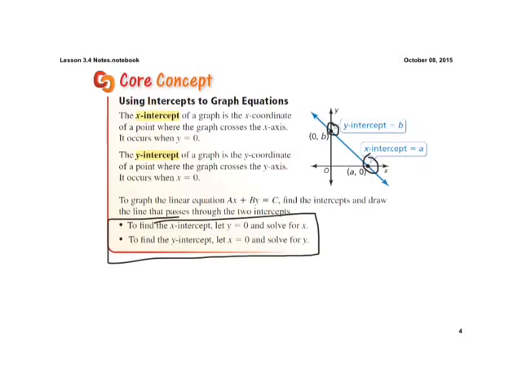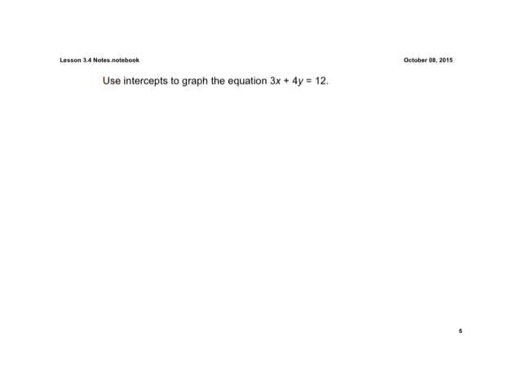To find the x-intercept, we're going to let y equal 0 and solve for x. To find the y-intercept, we're going to let x equal 0 and solve for y. Just opposite. So we're going to use intercepts to graph this equation here. First, let's find our x-intercept.